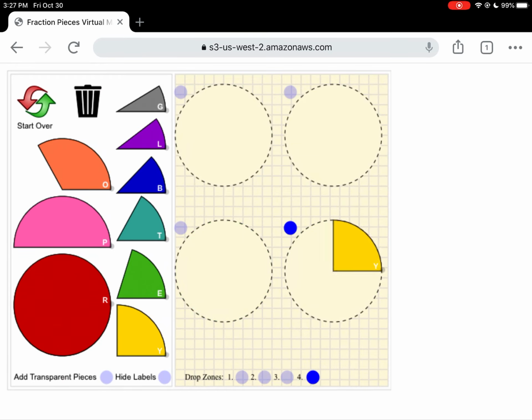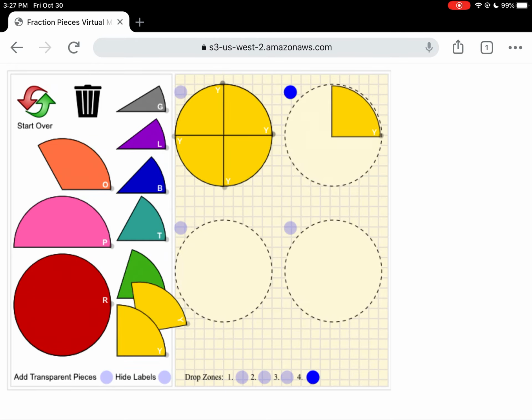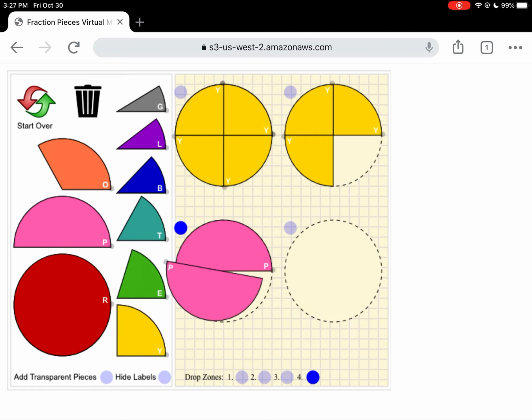Fourths was the yellow. Oops, let me actually drop up here. So 7/4 is 1, 2, 3, 4/4 makes a whole. 5, 6, oops, I want to drop over here now. 5, 6, 7. So there's 7/4. And we're going to add to 7/4, 3/2. The half is the pink, so let me drop 1, 2, and 3/2. So the question is going to be, how do I add these together?